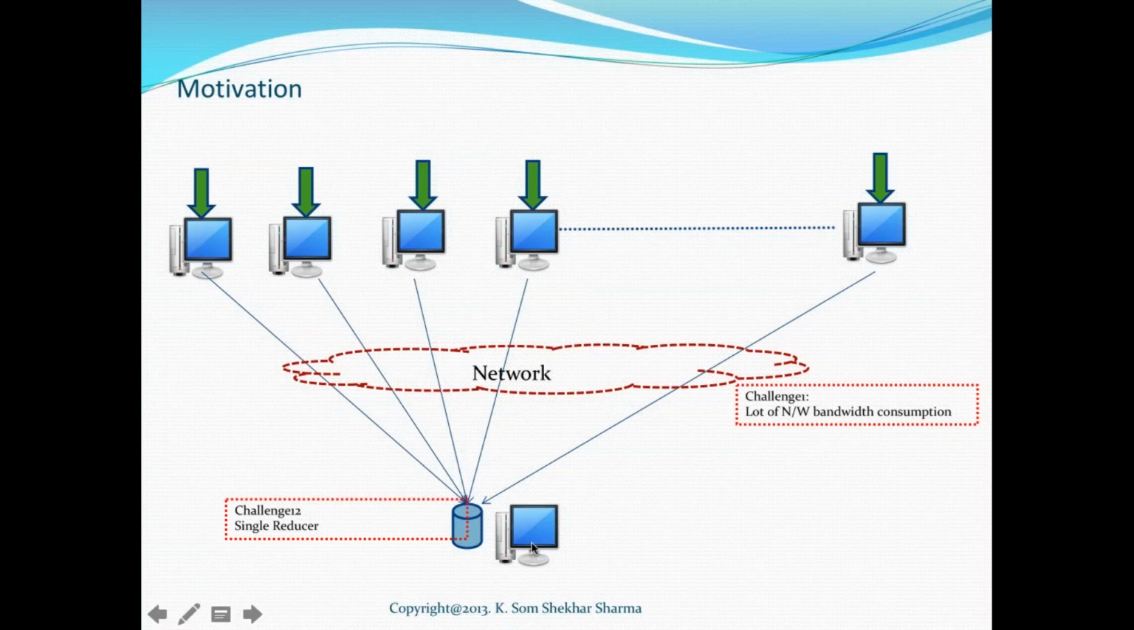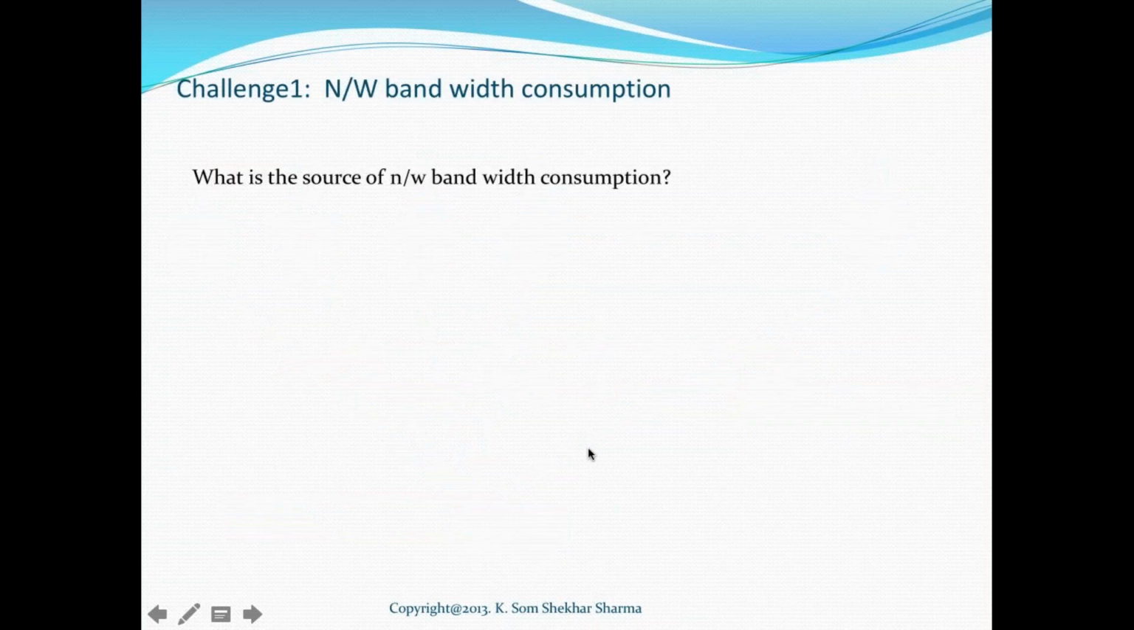And the second challenge is the reducer, because you know that the output of the mapper is also stored on the respective local file system, then it is transferred over the network, and it also gets stored onto the reducer local file system. So there is one reducer, and all the intermediate key value pairs from all the mappers are going to be stored onto the reducer local file system, if you have a single reducer. So there are two challenges here.